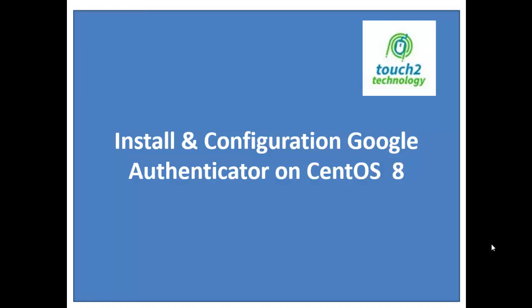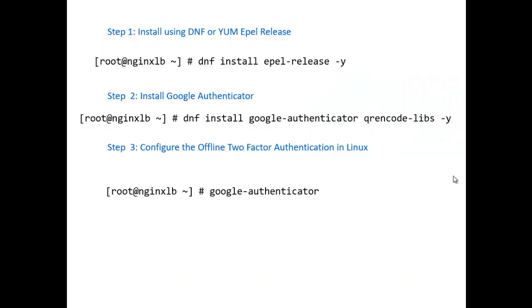Today I am going to show how to install and configure offline two-factor authentication step by step. In our lab environment, we are using Google Authenticator to secure the machine. I am going to start the practical by using CentOS 8. So friends, these are the steps.